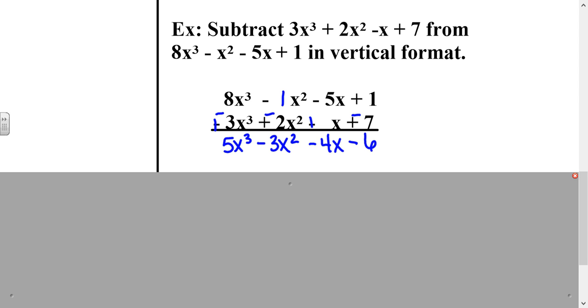So you see we came up with the same answer, but we added instead of subtracted, so we didn't have to really pay as much attention to our signs. So that's another method you can use.